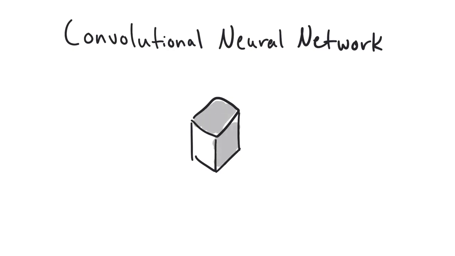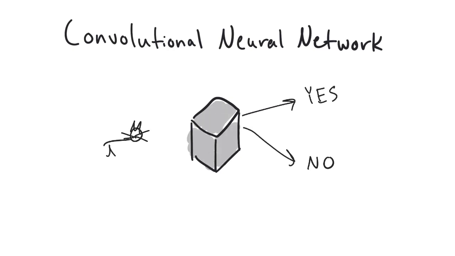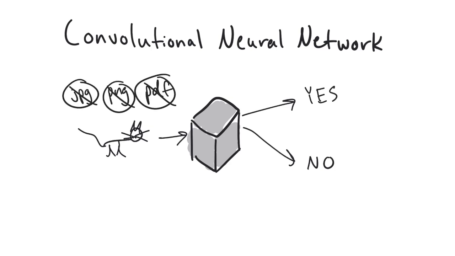For now, we can imagine a neural network is a black box that says yes or no when it's given a cat. The only problem is the black box is finicky and won't accept an image in the same way people do. We can't just provide a JPEG or a PNG or a PDF. We have to do more to allow our AI to see.